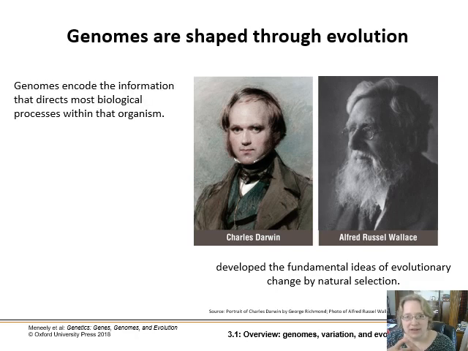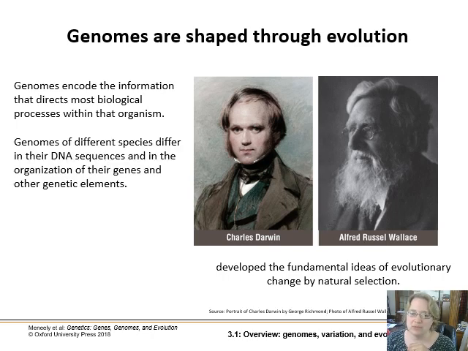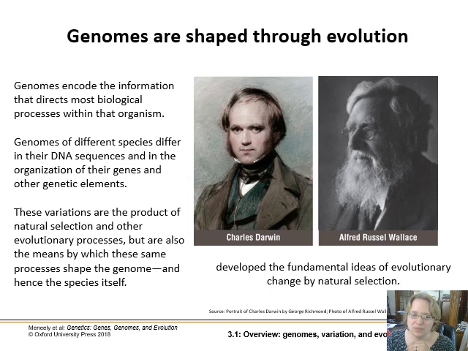Genomes are encoding that biological information that encodes the proteins and processes of an organism, and the genomes of different species have differences in their DNA sequences, and then also their chromosomes, how things are organized, regulatory systems, and other elements. And these variations are the product of natural selection: what is best adapted for the current environment of that organism is what is going to have the most reproductive success and pass on to their children that particular set of genetic material. And so these genomes have changed over time in response to their environment and changing situations.